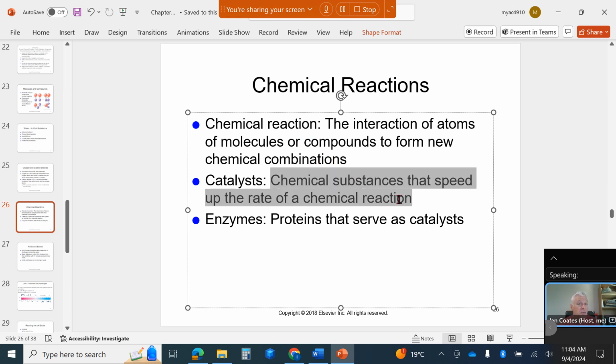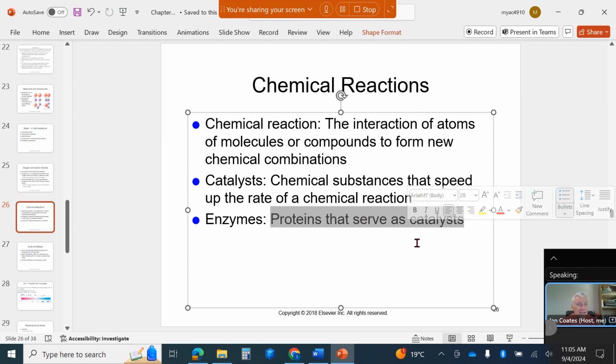We'll get more into these as we go on, but a catalyst is a chemical substance that speeds up the rate of chemical reaction. And that's why our body temperature is such, that's why our body pH is such, because it's all about enzyme regulation. All of these hundreds of bazillions of enzymes working in our body at the moment need a specific environment to work in. And remember that word, homeostasis? It maintains that specific environment so that these enzymes can function normally. So an enzyme is a protein that serves as a catalyst.